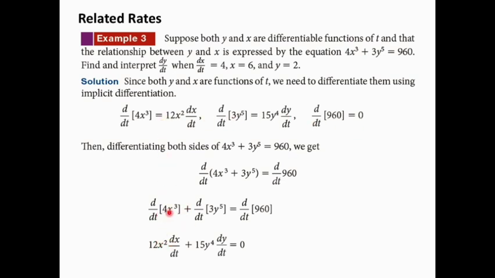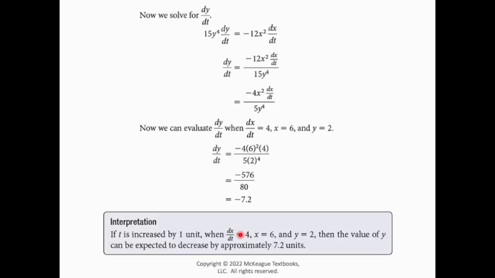So the derivative of 4x to the third is 12x squared dx dt. The derivative of 3y to the fifth is 15y to the fourth dy dt. And then that's set equal to 0 because the derivative of 960 is 0. Now the problem said to find dy dt and interpret what it means. We have to isolate the dy dt.